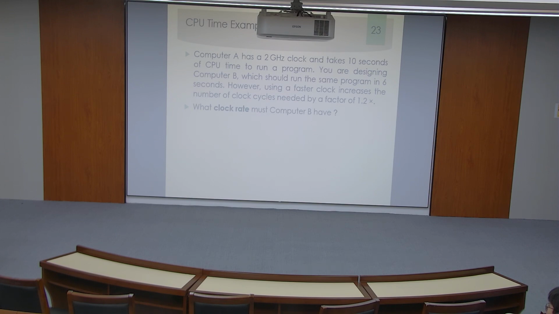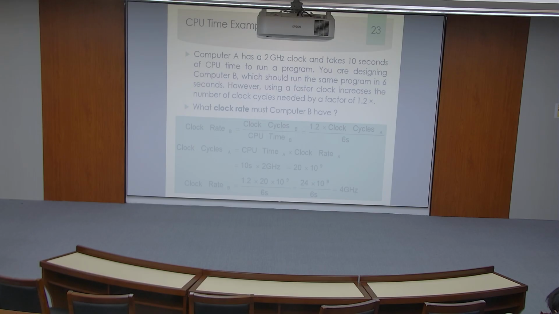So if you want to increase the clock rate, it will also have to increase the number of clock cycles needed by a factor of 1.2. That means the CPU clock cycle for computer B equals 1.2 times the CPU clock cycle for computer A.